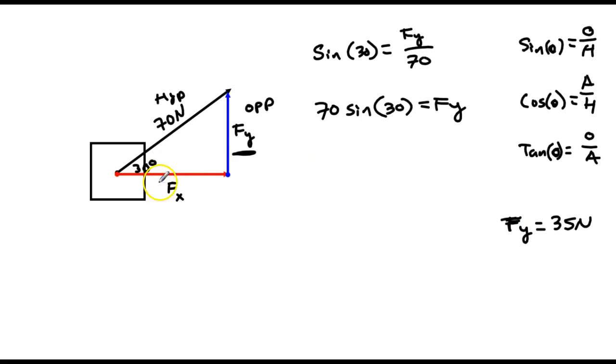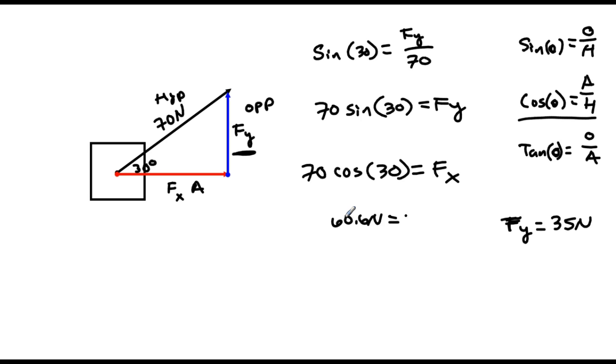Do the same thing for the x direction, except this time you're going to use cosine, because the x direction is the adjacent side. So 70 times the cosine of 30 will give you the force in the x direction. So 70 cosine 30 gives me 60.6. So 60.6 newtons is your force in the x direction.